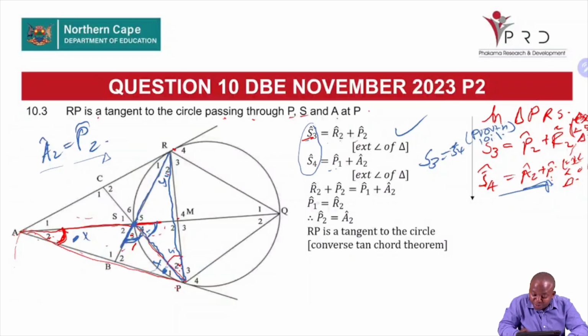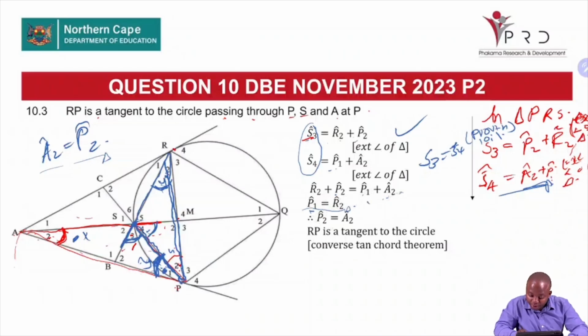When you equate them, R2 plus P2 is equal to P1 plus R1. However, what you notice is that from the initial point, this side was equal to this side, the tan-chord theorem. So if we use this as a tan-chord theorem, we notice that P1 is equal to R2. You can call them Y and Y. Those two are equal. Y is the tangent AP from the bigger circle. So these two are equal to each other.